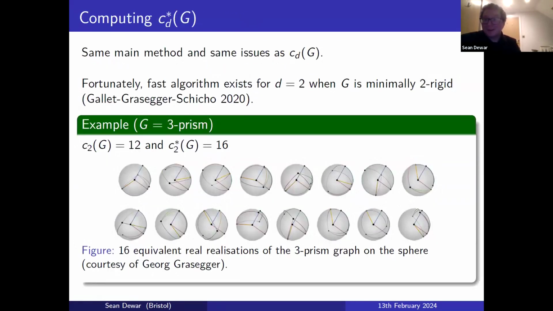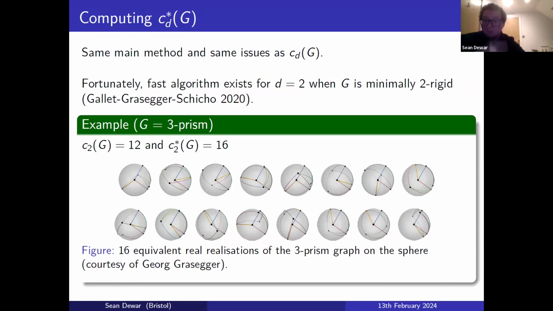So computing this non-Euclidean realization number, you run into the same issues as with the normal realization number. It's still slow, it's still difficult. However, fortunately yet again the Austrians have come to the rescue. There is a fast algorithm in 2 dimensions when we're looking at minimally 2-rigid graphs. And we can use that to understand a lot of things. And the first thing you understand is that the realization number and the non-Euclidean realization number are not always the same.